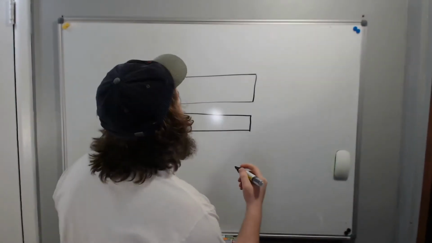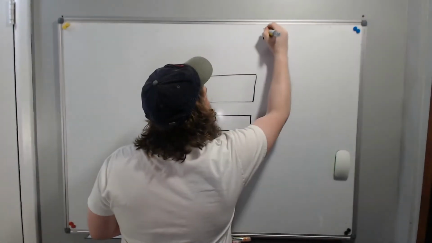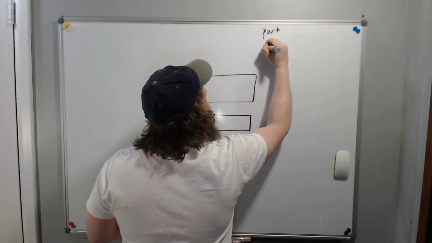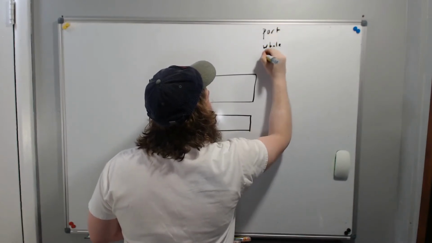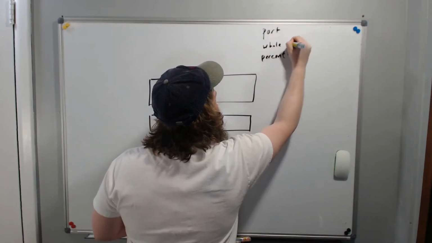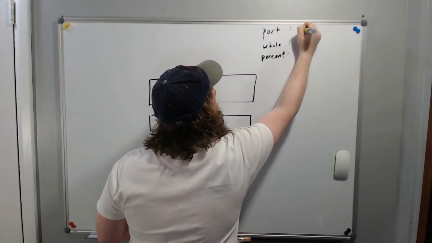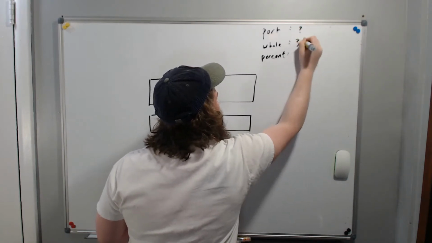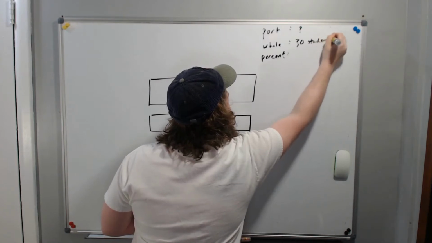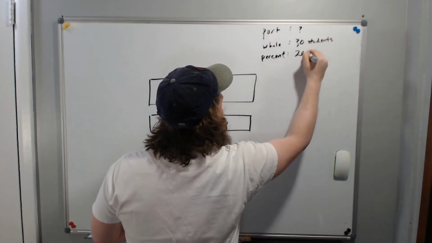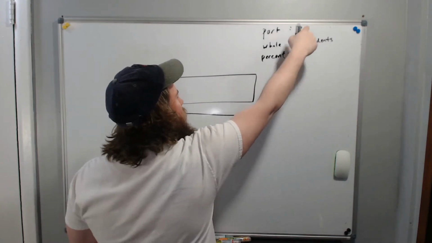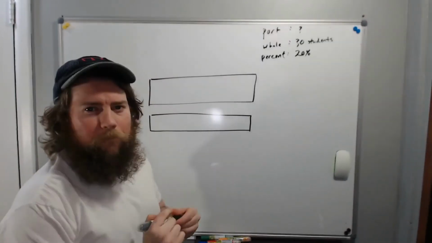So I'll just write that over here. Part, whole, percent. Okay, the part is what we are looking for. The whole is the 30 students. And the percent is the 20%. So we're looking for 20% of 30, and that will be the part. Okay.